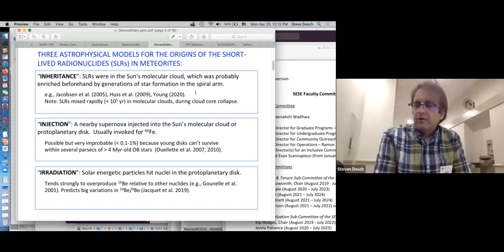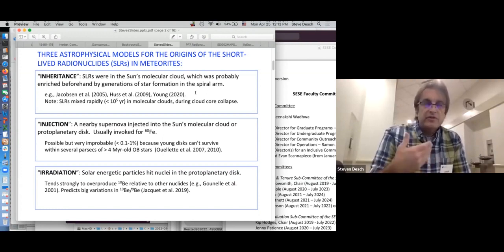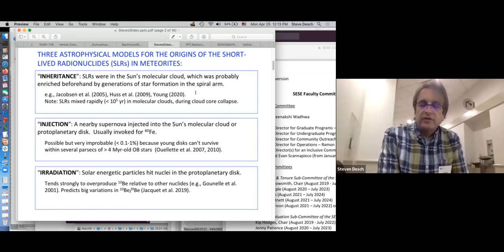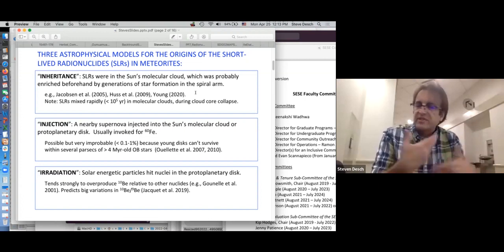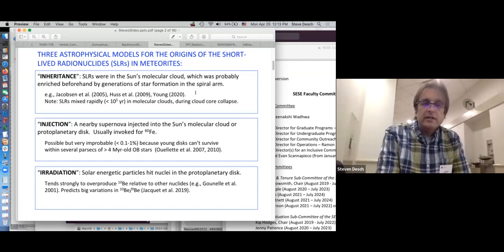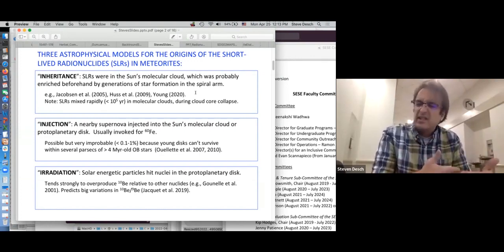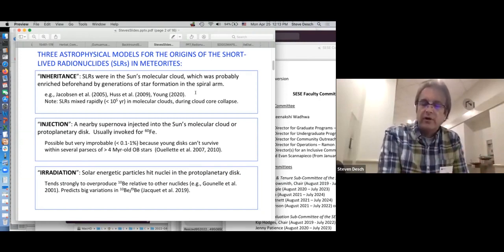There's another class of models that I'll call injection, where the idea was that a nearby supernova, or possibly some other stellar nucleosynthetic event, but most likely a supernova, injected material into the sun's molecular cloud during the formation process, so there wasn't time to mix, or into the protoplanetary disk itself. And this has usually been invoked for two reasons. One is the idea that maybe there weren't a lot of radionuclides at the very earliest stages of the disk, and you would need to inject them later.